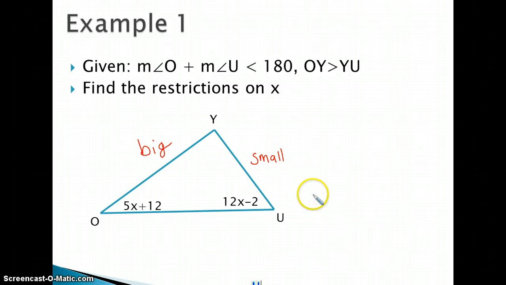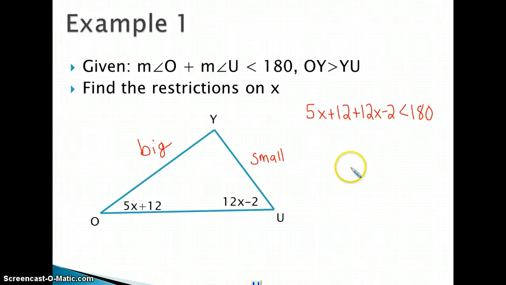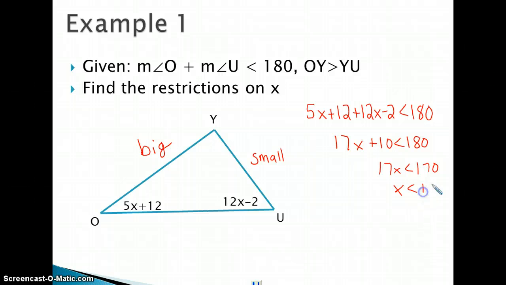I've got two inequalities that I'm going to set up. The first one should be very apparent. If I take O plus U, I'm going to be less than 180. So I have 5x plus 12 plus 12x minus 2 should be less than 180 degrees. Now I'm going to use that to find out what x has got to be less than. So 5 and 12 is going to give me 17x. 12 and negative 2 is 10. If I take 10 away from both sides and divide by 17, I get that x is less than 10.